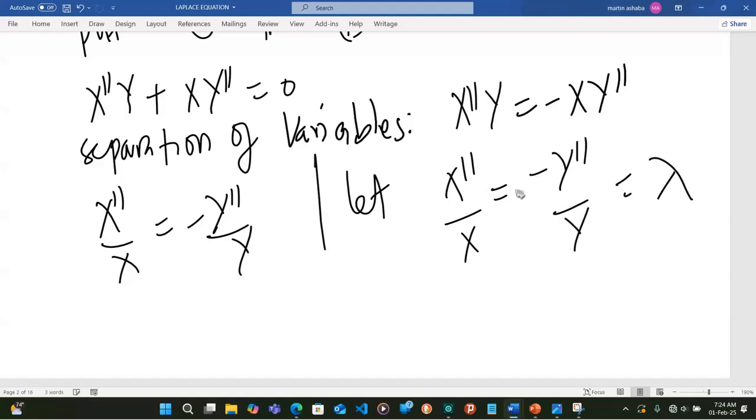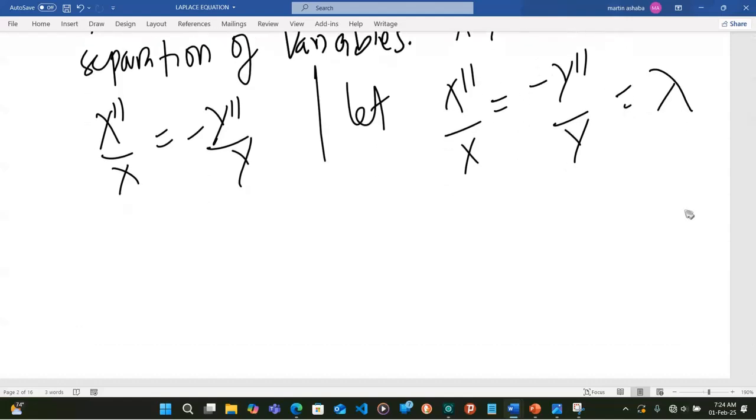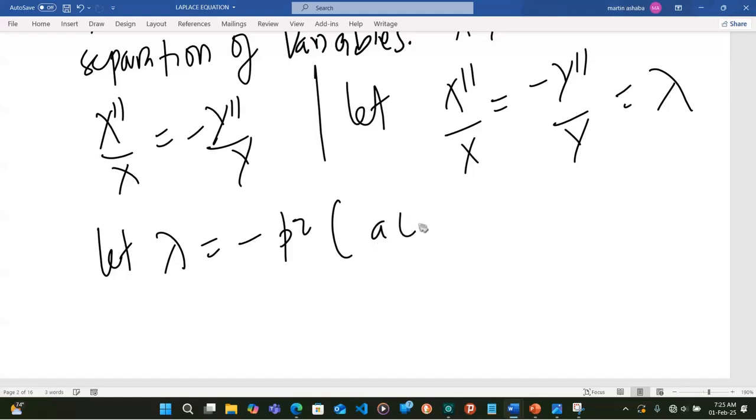Let us equate this to lambda because if X is a function of x only and Y being a function of y only, then if we have such a kind of scenario, this is going to be a constant, and it is very correct. So we can take that assumption that let this be equivalent to a constant. So let that lambda itself be equivalent to negative, for example, p squared.